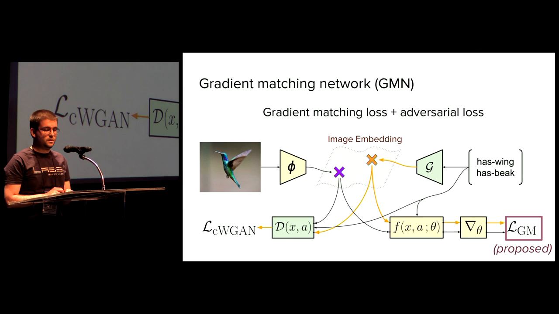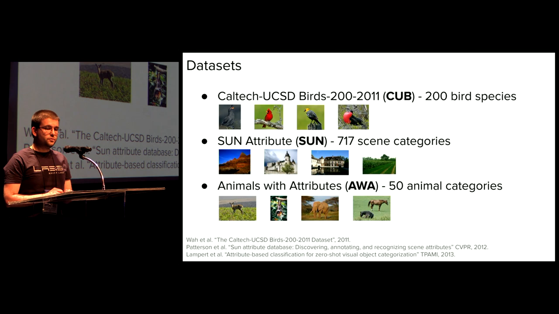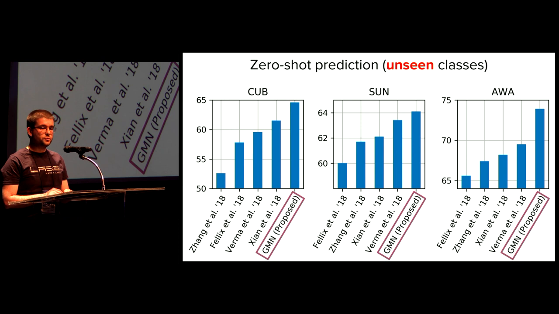We run our experiments on the three most commonly used data sets, which are Caltech Birds, SUN Attributes, and Animals with Attributes. We show the performance of the gradient matching network on the zero-shot learning task. In this task, the label of a test sample is predicted among unseen classes. The y-axis in this chart shows the normalized top-one accuracies. As you see, the gradient matching network is able to achieve state-of-the-art results over each of these data sets.